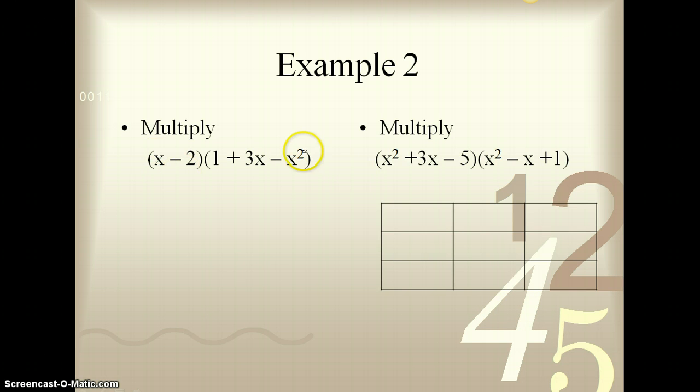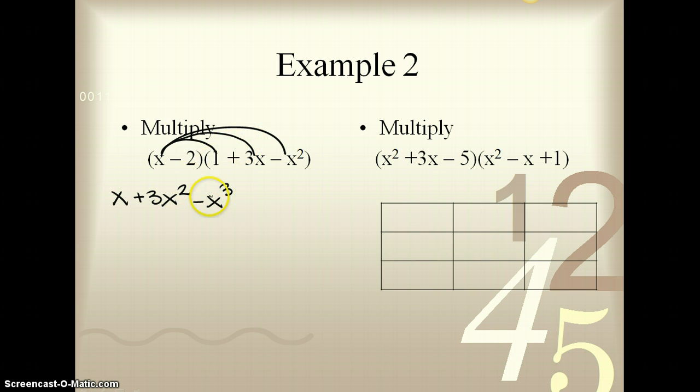So first things first is the one without the chart. What you're going to do is a distribution, but you're going to do it twice instead of once. You're going to do first with the x, so 1 times x is x. x times 3x would be plus 3x squared. And then x times negative x squared would be a negative x cubed.